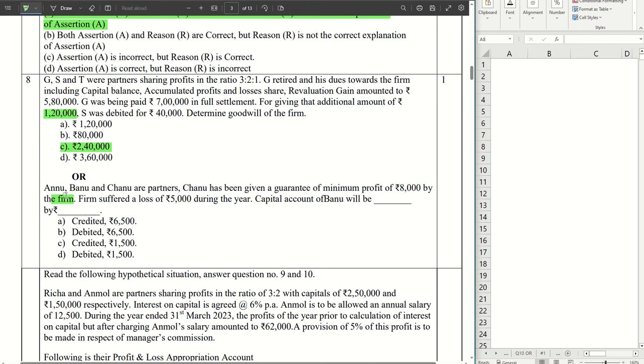So now the firm has given a guarantee. So 8,000 is already a burden on the firm. On top of that, the firm has made a loss of 5,000. So firm is incurring a total loss of 13,000. That is to be borne by Anu and Bhanu equally, as no share is given here. So obviously their capital account will be debited. So capital account of Bhanu will be debited by half of 13,000, which is 6,500. So option B is the correct answer here.